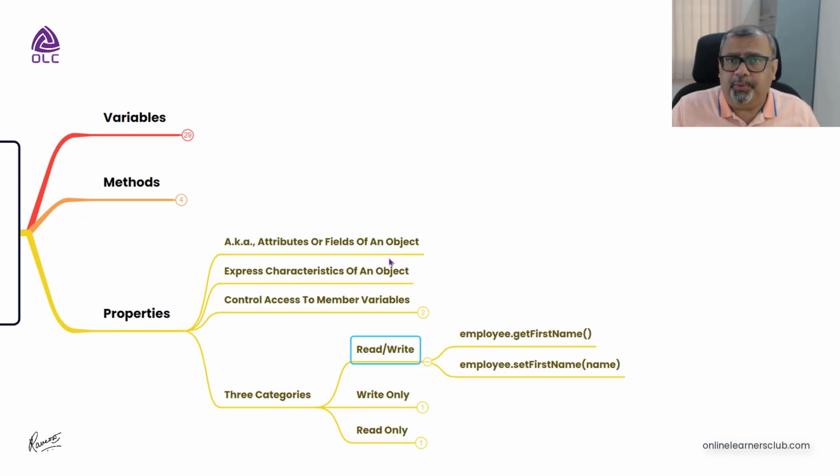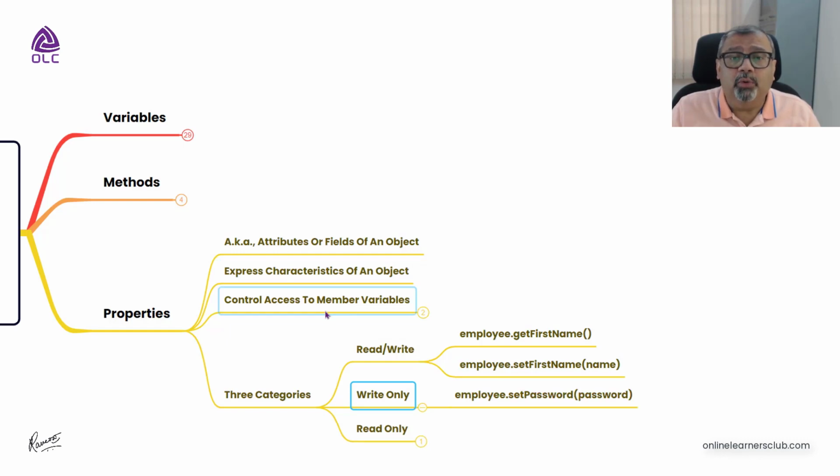We can have a read-write property. Say, for example, you have a class called Employee. So employee object dot getFirstName. First name is a property, where you have getFirstName and setFirstName. So this is a read-write property. Next, we do have a write-only property.